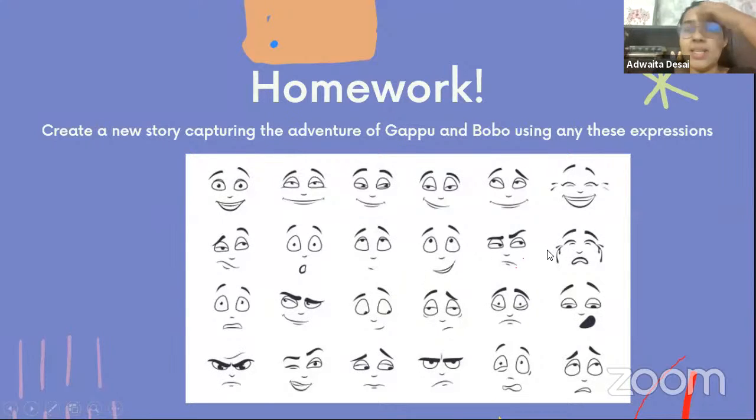You can change the expressions of Gappu and Bobo to whatever expression you like. I will send this picture to you on WhatsApp. Make sure you are using these pictures and these expressions and drawing many Gappu and Bobo and sending them to me with different stories. If Gappu is sad, why is he sad? If he is happy, why is he happy? You will make a nice story with Gappu and Bobo. How will they solve the world's problems with science is an attitude? Share it on the group. Is it clear?